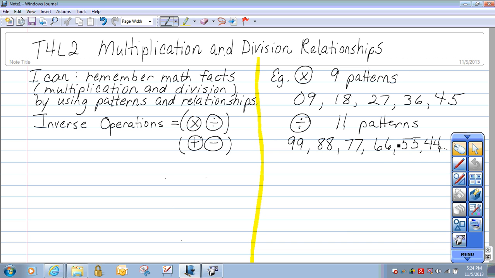So those are some patterns we already know. We talked about it in the first lesson, lesson 1 for topic 4, but we're going to talk about it again. Family facts. I'm sorry, I'm dyslexic. Okay, fact families. So a fact family is a group of related number sets.